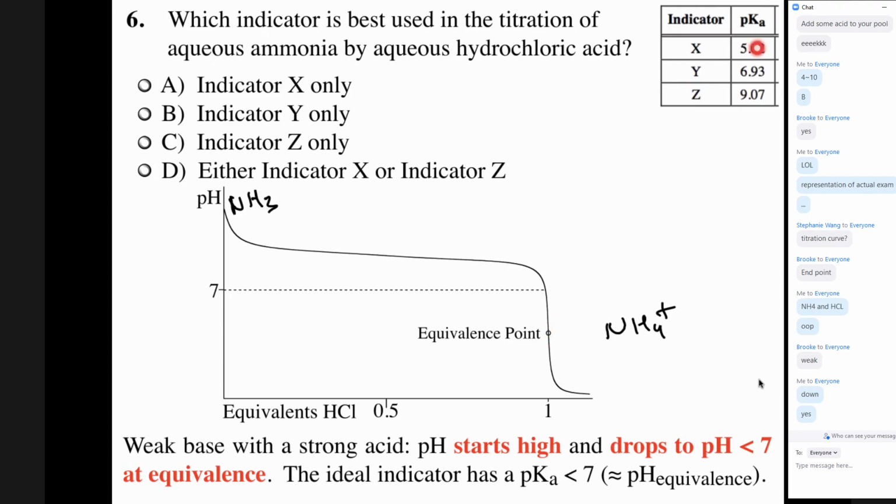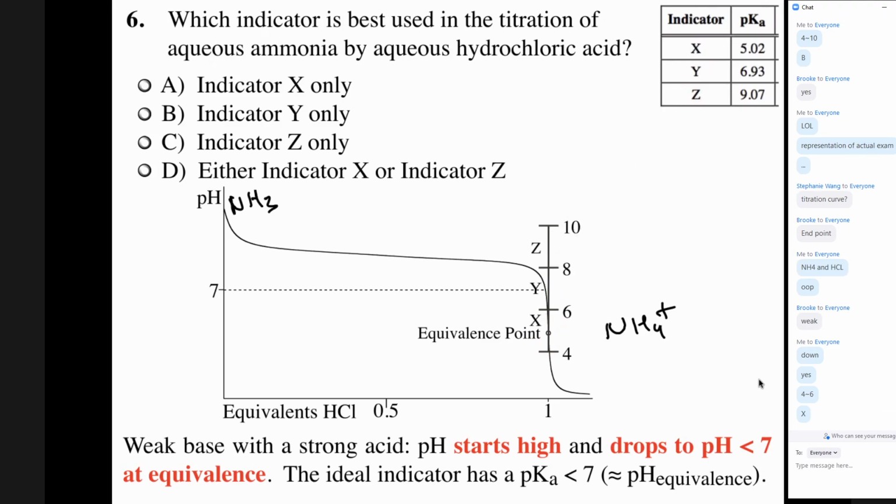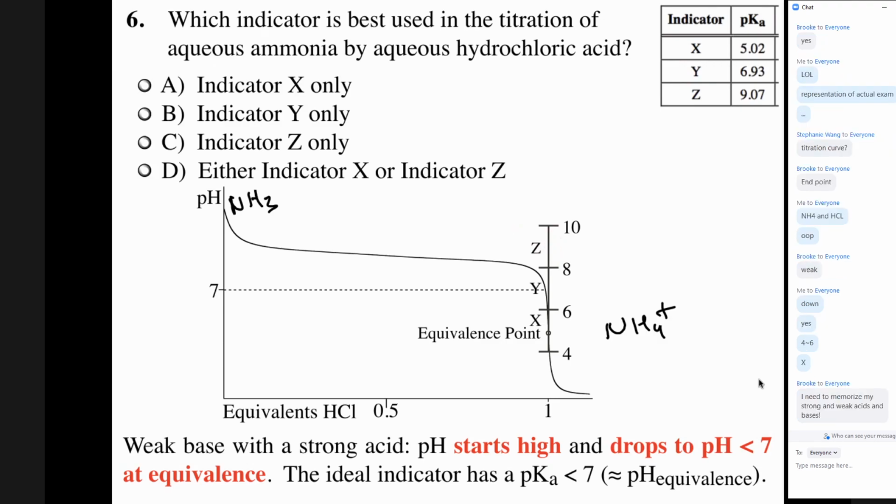This one is 4 to 6, this one's 6 to 8, and this one's 8 to 10. So let's go ahead and put those in there. So X, this is the range for X, this is the range for Y, this is the range for Z. Okay, so based on that, which one fits roughly where we're looking at it? X is working out. Z is definitely way too high, out of the range. So I want the pK of the indicator to match pH at equivalence.